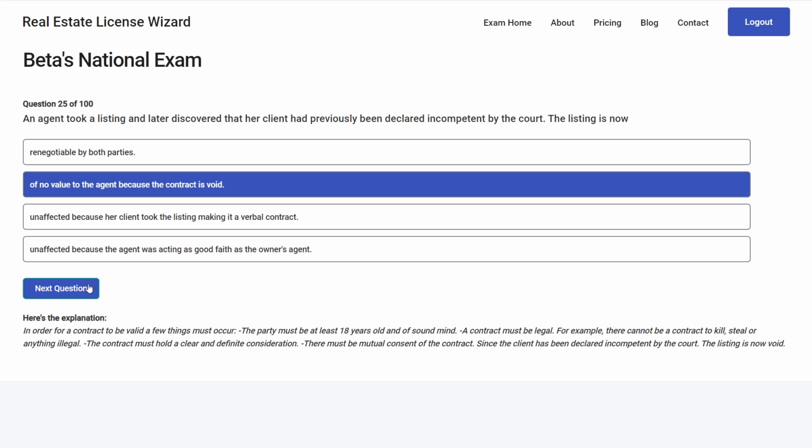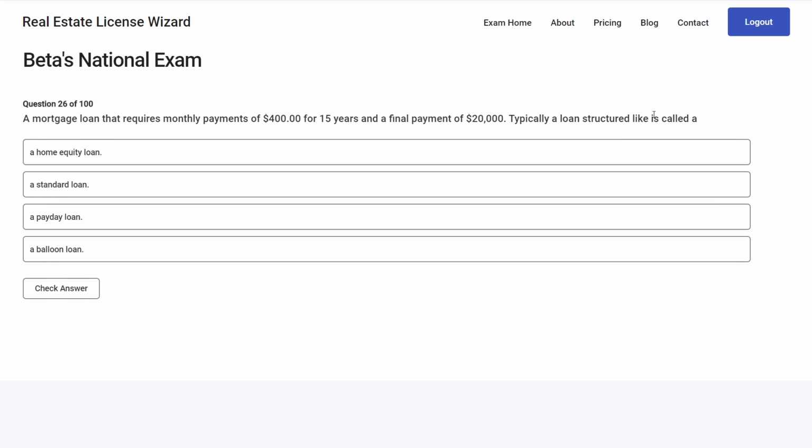So, all right, next question, 26. A mortgage loan that requires monthly payments of $400 for 15 years and a final payment of $20,000. Typically, a loan structured like this is called, and it gives us four options. Is it a home equity loan? Is it a standard loan? Is it a payday loan? Or is it a balloon loan? Alrighty. So, I'm going to give you guys an opportunity to think that one over.